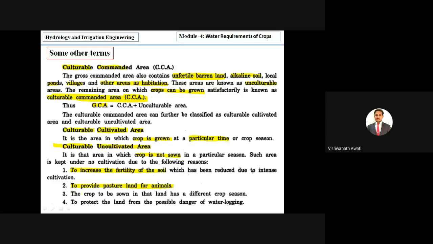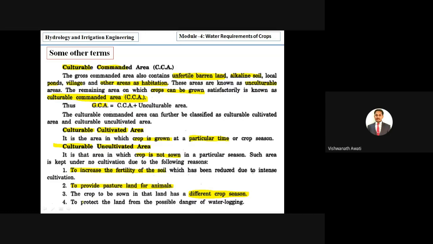Then the crop to be sown in that land has a different crop season. For example, different crops are grown in particular seasons. We have rabi season and kharif season. Rabi crops are good for rabi season, and kharif crops are good for kharif. If you mix them up, there will not be a good yield. So they wait for the season, right?